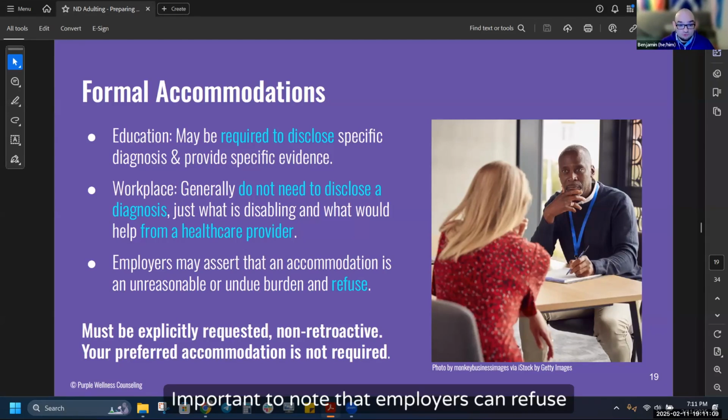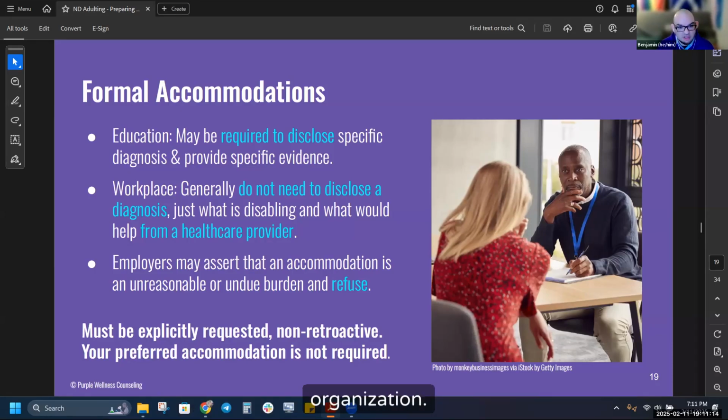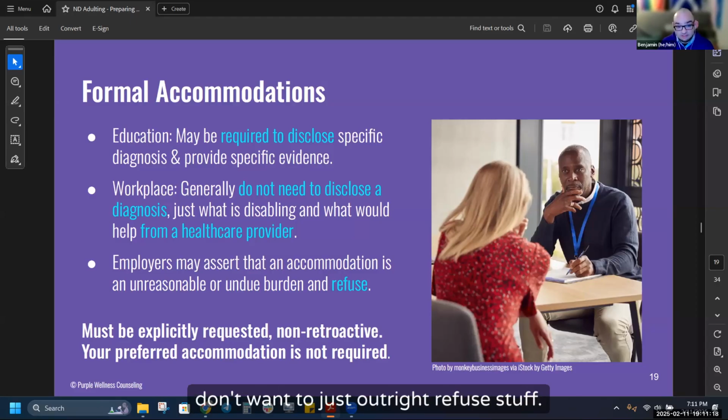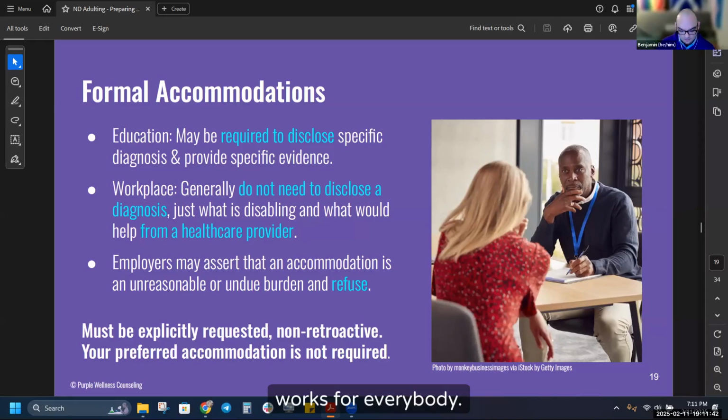Important to note that employers can refuse to provide an accommodation if it is unreasonable or an undue burden on the organization. In my experience doing workplace accommodations, most of the time employers don't want to just outright refuse stuff. And so there is often a place for compromise where your provider and your employer can work together to identify something that's going to be workable for everybody. Because when we ask for accommodations in post-secondary or workplace settings, we're not due our preferred accommodation. We're just due an accommodation. And so can we negotiate, find an option that works for everybody?